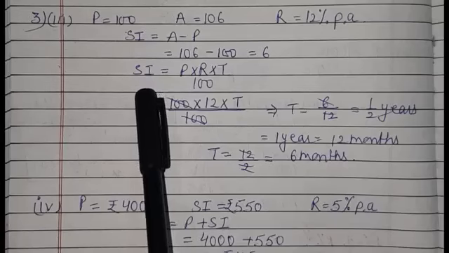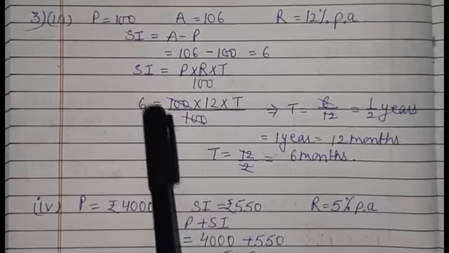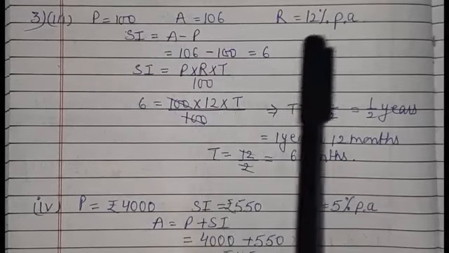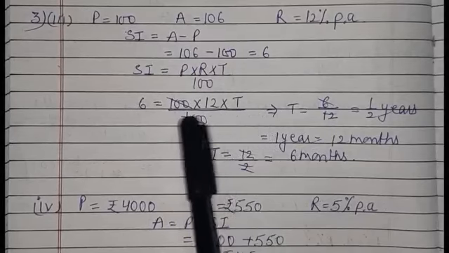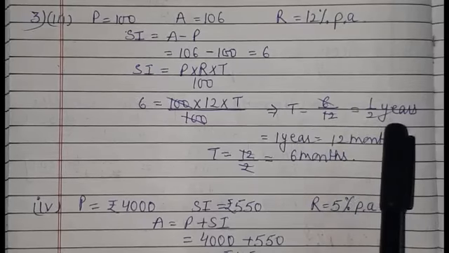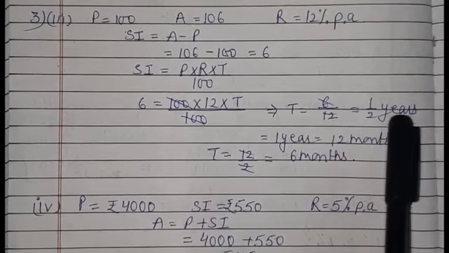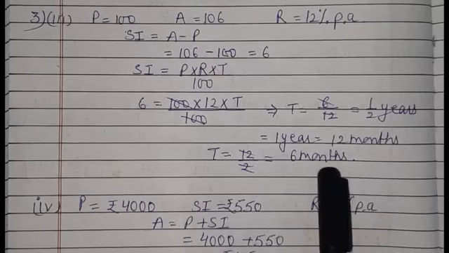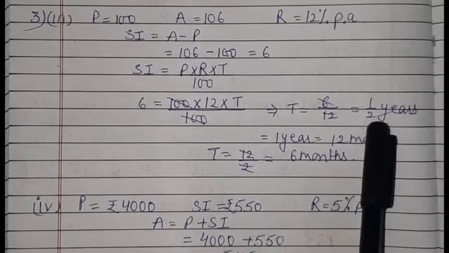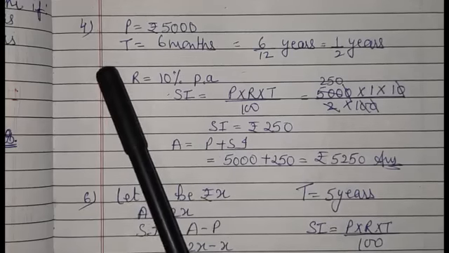Now apply this formula. Simple interest is equals to P into R into T upon 100. Put the values. SI is 6, P is 100 into R is 12 and time we have to calculate upon 100. When we will find the value of T, it will come 1/2 years. Right? And instead of 1/2 years, we can write 6 months. Because we know that 1 year equals to 12 months. When we will simplify, time will come 6 months. Right?